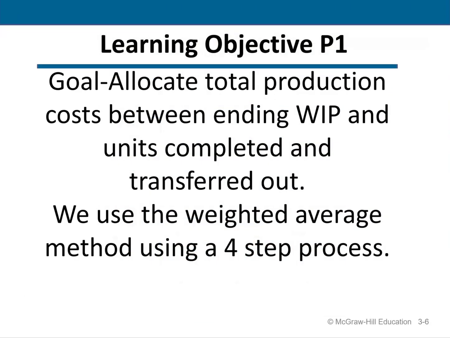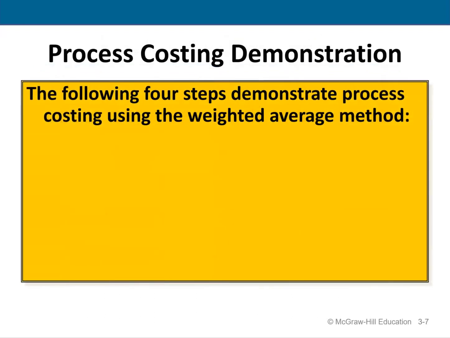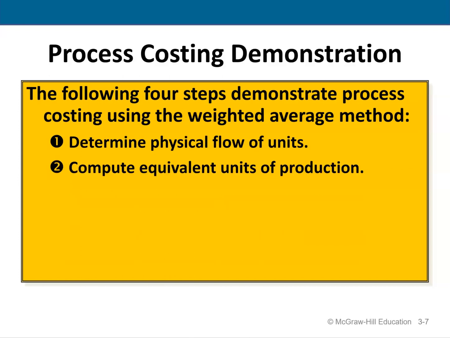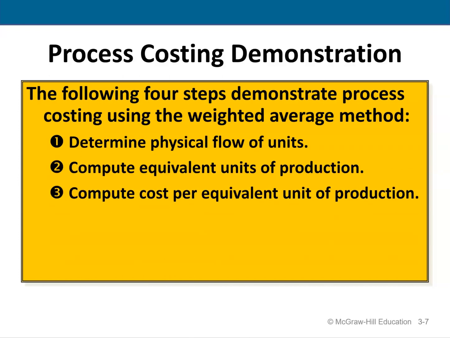Now, in order for us to allocate the total production cost between ending WIP and units completed and transferred out, we have to take 4 steps. The method we're going to use is called the weighted average. There's also the FIFO method, but you don't have to know that. If you want to look at it, you can. So the 4 steps are: we determine the physical flow of units, that's part 1 of the report. Then we compute the equivalent units of production. Then we compute the cost per equivalent unit. And then we assign and reconcile the costs.